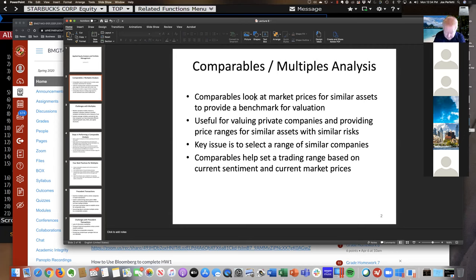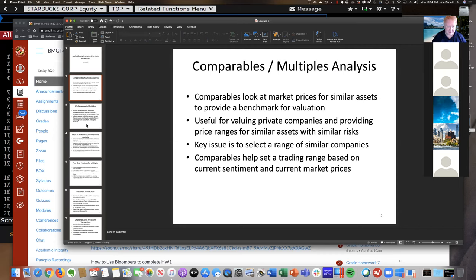Now, that's a starting point, because obviously you're assuming all houses are the same, and there could be some reasons for variation in price per square foot. For example, lot size, age, condition, location, et cetera. So they'll make some adjustments, but the general idea is I use prices in the real world as a proxy for what the values of similar assets are going to be.